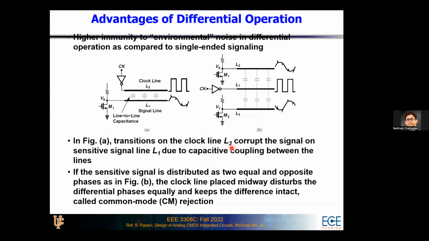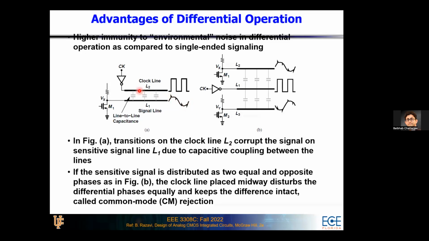All right. So now, what is the advantage of this differential operation? The main advantage of the differential operation is that it gives you a higher amount of immunity to environmental noise. So what is meant by a higher amount of immunity to environmental noise? Let's just assume that you have a single-ended amplifier, and you're taking the output of the amplifier using this line. L1 is the signal line, and you expect a sine wave on this particular line.